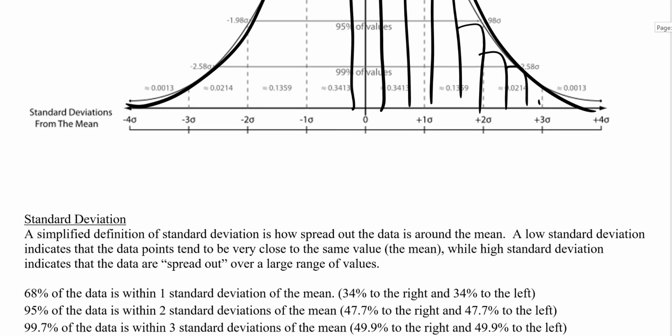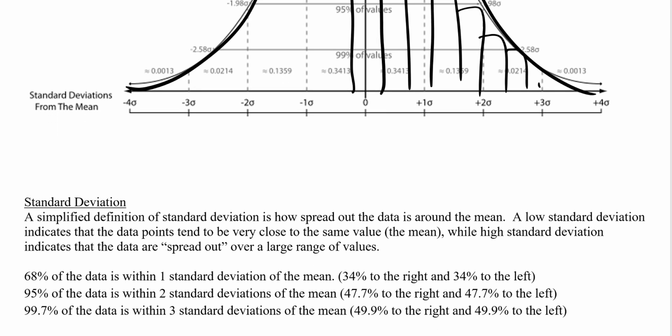So a couple things here, math fans. First of all, the word standard deviation, which you might have heard. The basic definition of standard deviation is how spread out the data is about the mean. Okay, so if the data is a lot more spread out, then there's a higher standard deviation. If it's less spread out, it is a lower standard deviation.